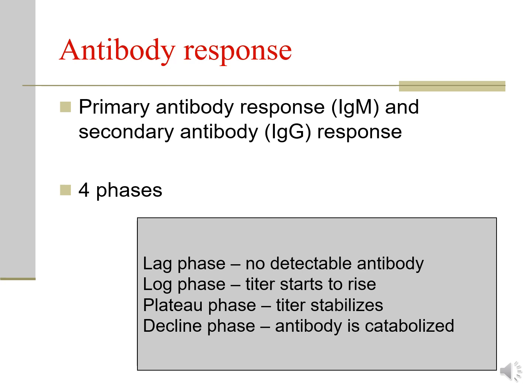There are 4 phases of immunoglobulin response once exposed to an antigen. There's the lag phase, where there's no detectable antibody in serum. There's the log phase, where the antibody titer starts to rise logarithmically. There's the plateau phase, where the titer starts to stabilize. And then finally, there's the decline phase, where the antibody is catabolized. And these phases look a little bit differently depending on if we're talking about a primary antibody response versus a secondary antibody response.